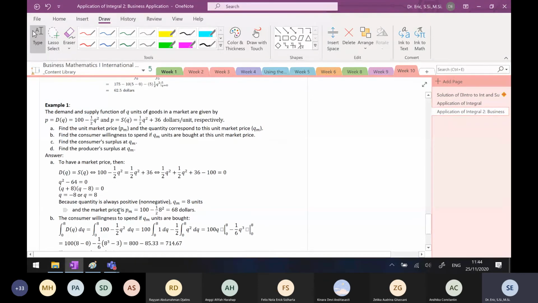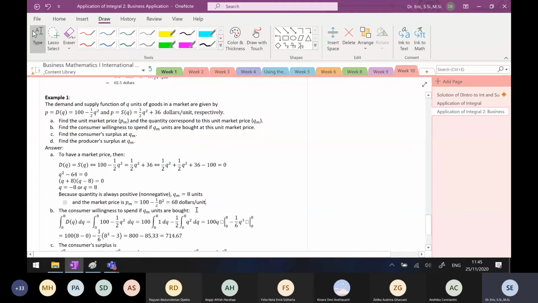And what is the market price? For the market price you can substitute into D(Q) or S(Q). It will be the same. Why? Because this is an intersection point, it will have the same height. You can substitute into either the supply or demand function. For this, I will substitute into the demand function: 100 minus a half times the quantity, which is 8. So the market price is $68 per unit.